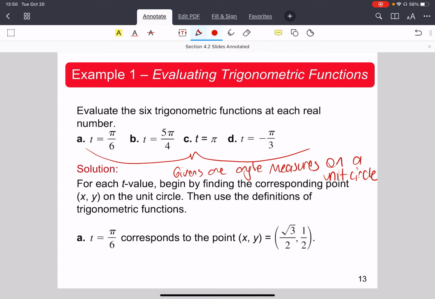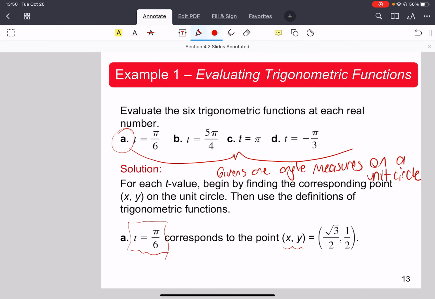Okay, so first we're going to start with the realization that part A, t equals pi over 6, corresponds to the point (x, y) equals square root of 3 over 2 comma 1 over 2. So how did we find that?